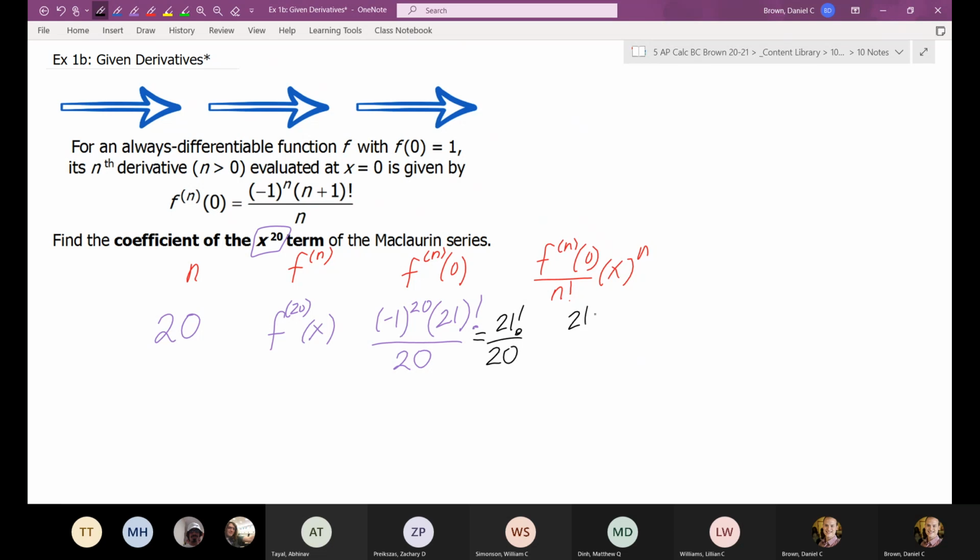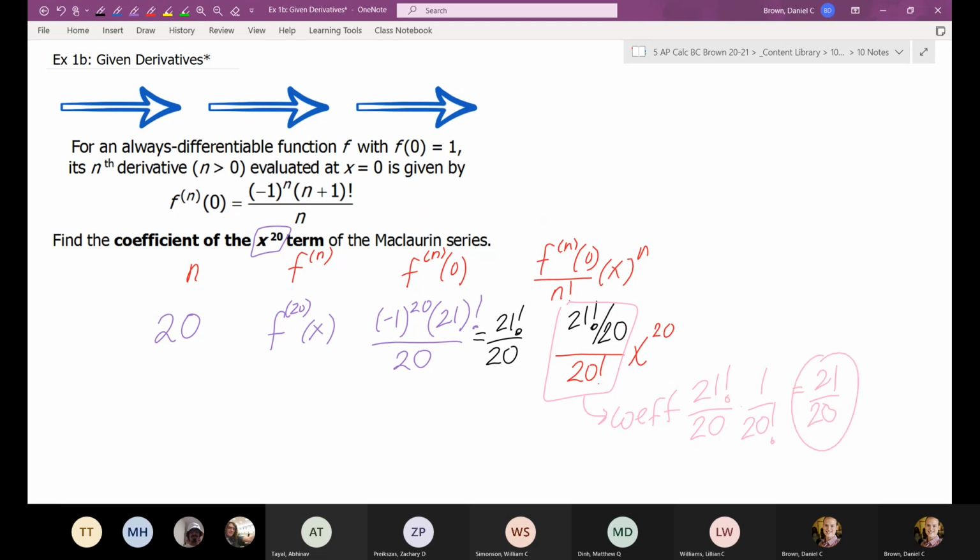So in the term formula, 21 factorial over 20 divided by n, which was 20, and that's x to the 20th power. Do always make sure we answer the question. Sometimes the AP exam will ask you for the term, sometimes it will ask you for the coefficient. What is the coefficient? This would be the coefficient. I would probably be able to simplify it pretty quickly. So I have 21 factorial over 20 times 1 over 20 factorial. What's that going to simplify to pretty easily? 21 over 20.